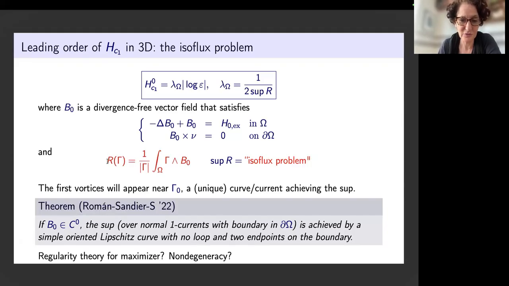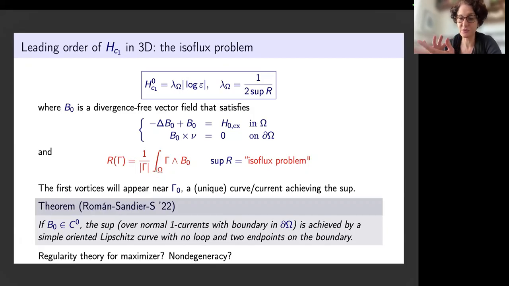And you want to maximize this ratio, which we call an isoflux problem. So here you want to maximize this vector product of the vorticity with B naught. As I said, it's like trying to align with B naught. And you divide by the length of the curve or by the mass of the current. So it's really a bit like an isoperimetric problem.